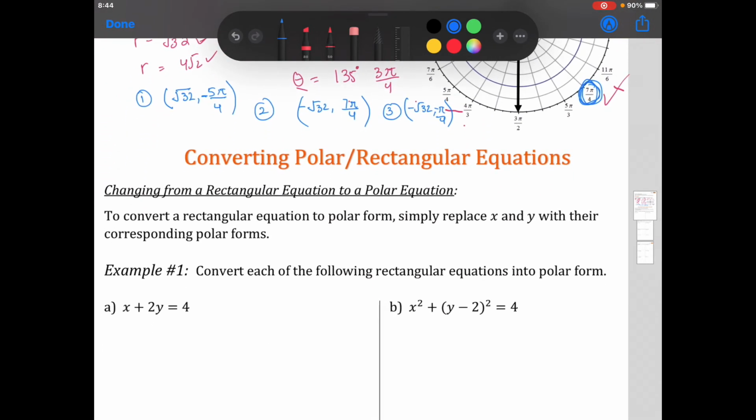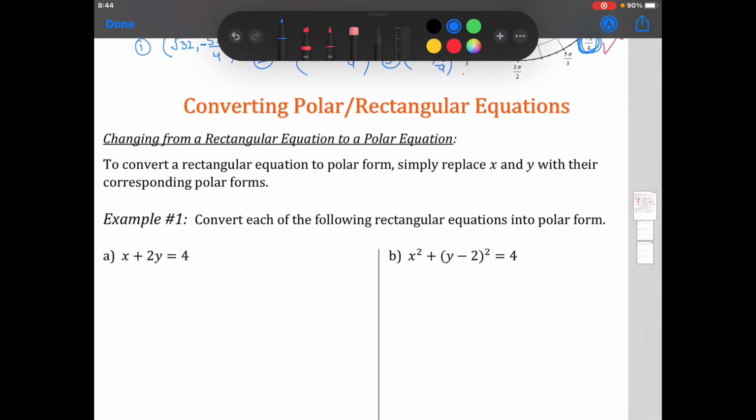So now let's talk about the lesson, converting polar and rectangular equations. So far we have these formulas. I'm going to write them out. x equals r cosine theta, y equals r sine theta. This is used when I want to convert my polar coordinates to rectangular. Then when I want to do the other way around, rectangular to polar, I use r equals the square root of x squared plus y squared, and theta is the tan inverse of y over x, right?